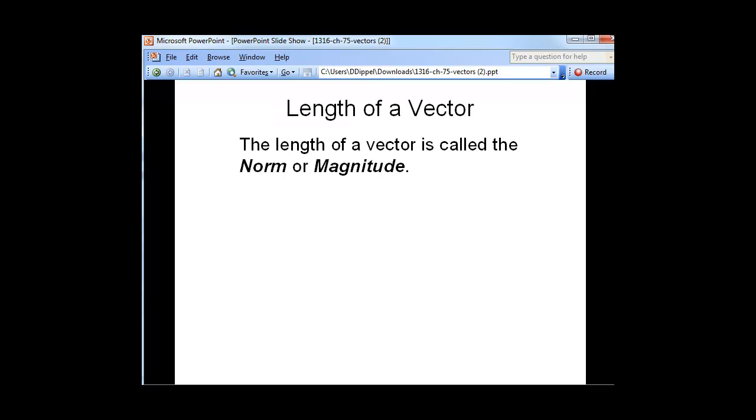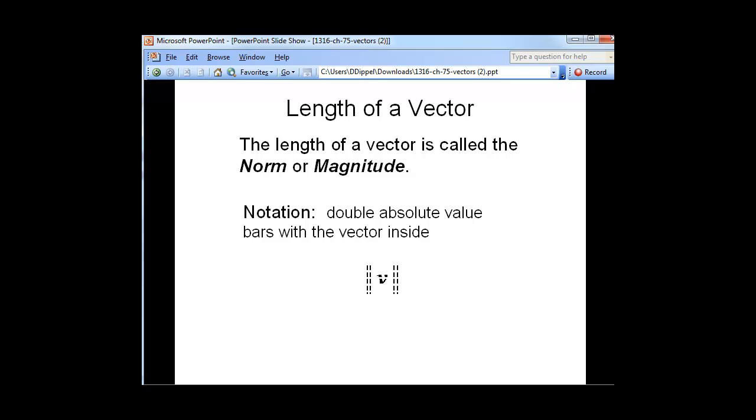Okay, the length of a vector, how long it is, the distance that it travels, is called a norm or a magnitude, and the notation for that is a double absolute value. The formula is essentially the square root of the x term squared plus the y term squared, and that will give you the distance, the magnitude, the norm of the vector.